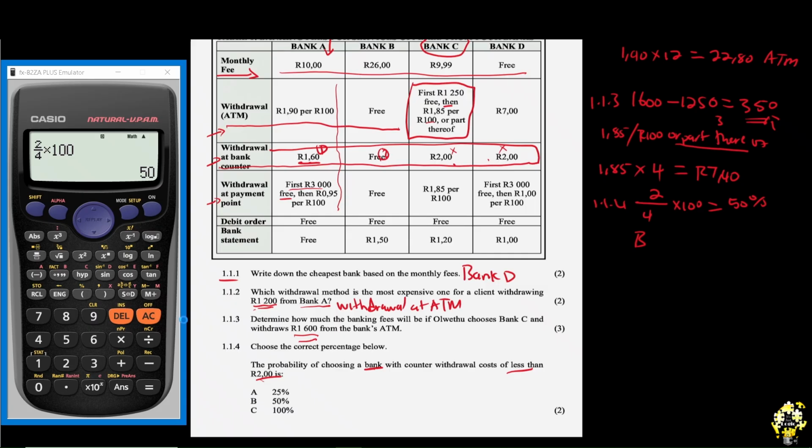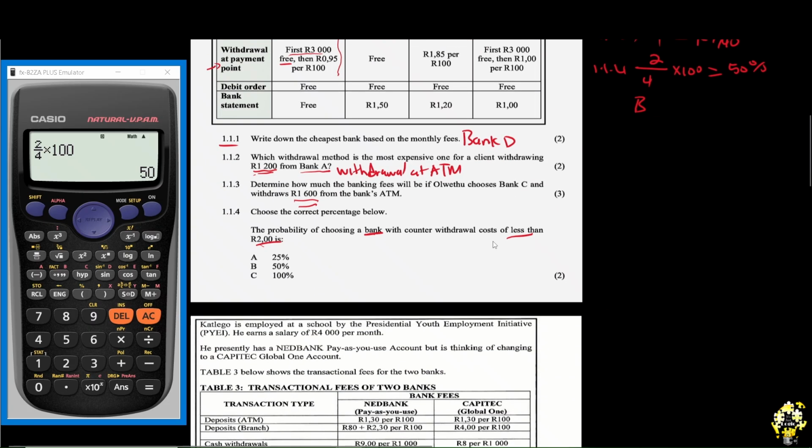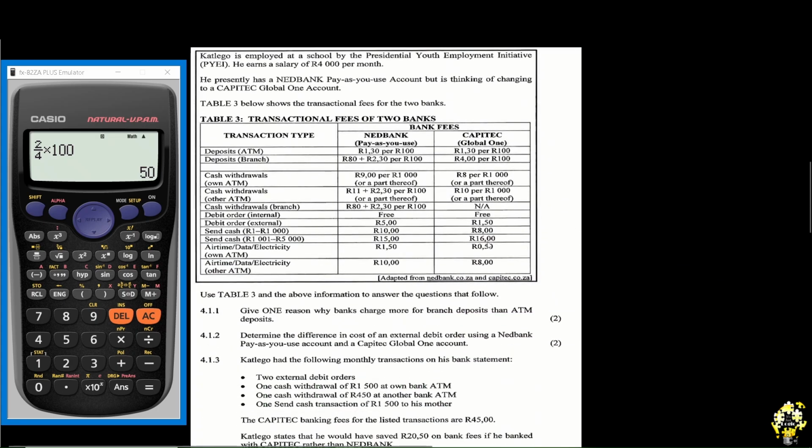Now we continue. So let's go to the next question. Here we have Katlaho, who is employed at a school by the Presidential Youth Employment Initiative. He earns a salary of 4,000 per month. So a month he earns 4,000. He presently has a Nedbank Pay-As-You-Use account, but is thinking of changing to a Capitec Global One account. So Katlaho uses Nedbank, but Katlaho would like to change to Capitec.